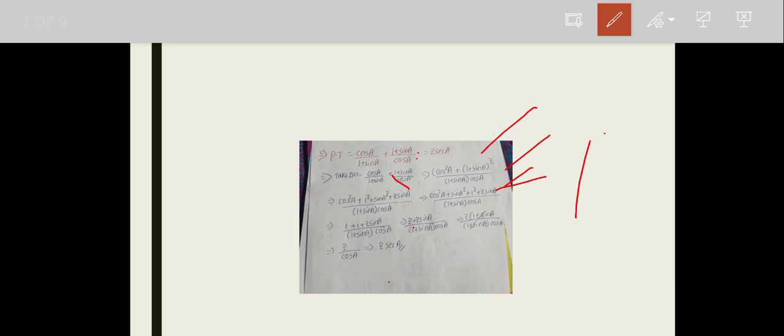Then 1 plus 1 is 2, so 2 plus 2 sin A divided by (1 plus sin A) into cos A. We take 2 common in the numerator, giving 2 times (1 plus sin A), and the denominator also has 1 plus sin A. So they cancel and we get 2 by cos A. What is the reciprocal of cos? It is secant. Hence we proved.